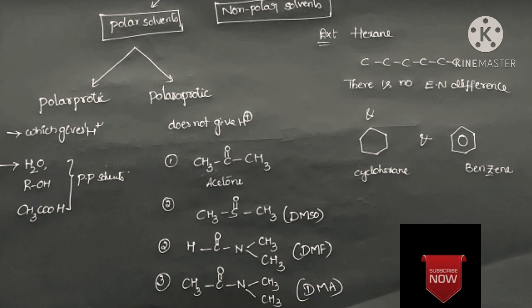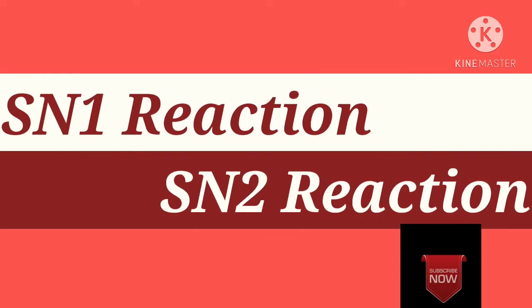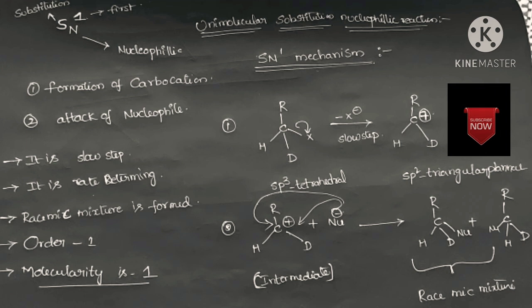So these are called polar aprotic solvents. These are the examples. Now we will start the SN1 and SN2 mechanisms. First I will start by explaining the SN1 reaction.